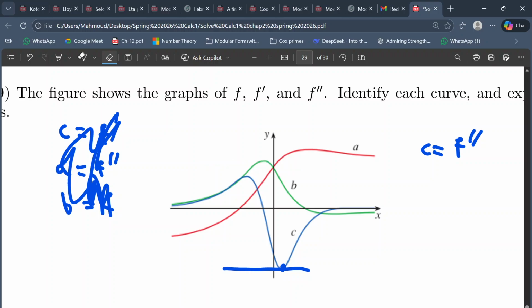Now we are sure that C is f double prime, right? Let's see the others, B and A. Again, look at B. Here you have a horizontal asymptote, and this one is 0. Now it's good. So for this one, you think about the horizontal asymptotes to see whether the derivative is 0 or not.